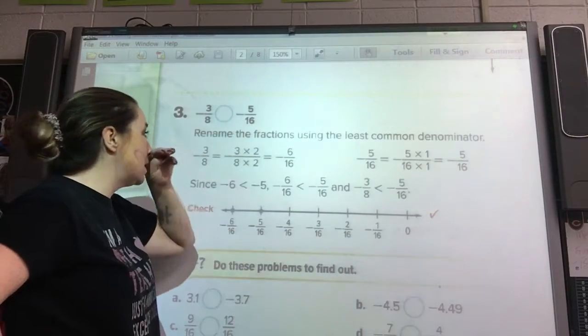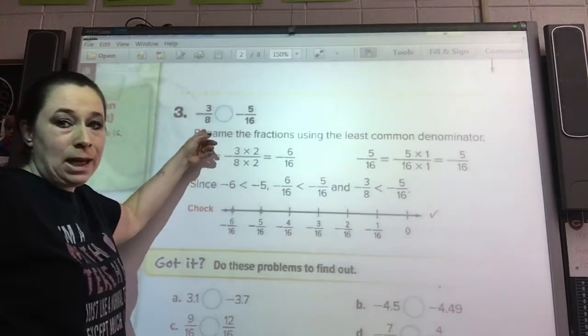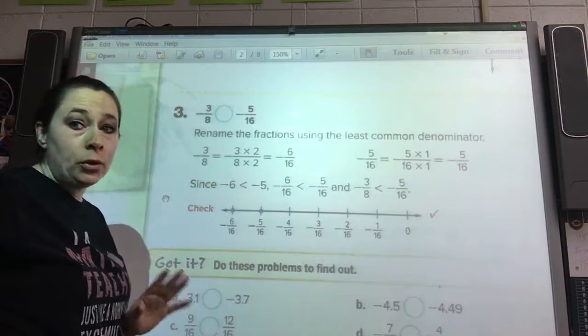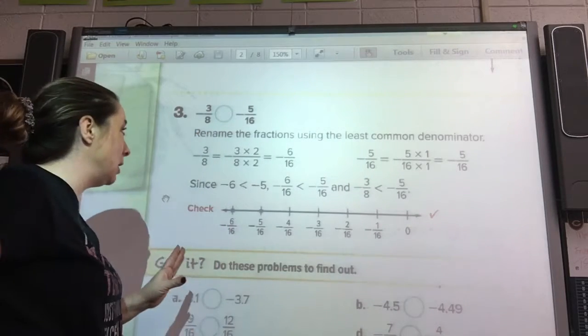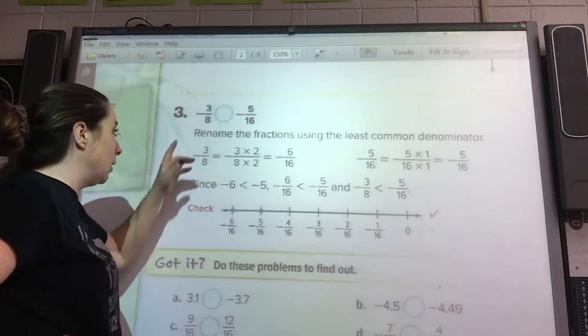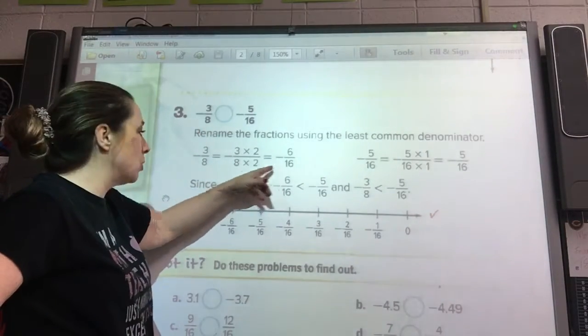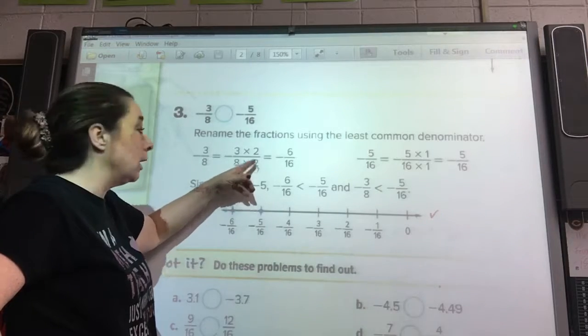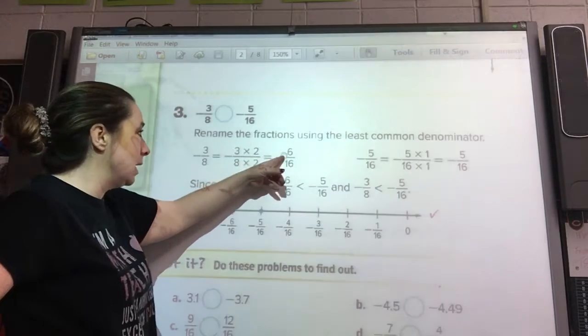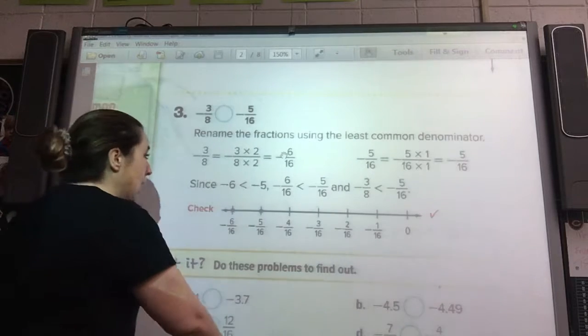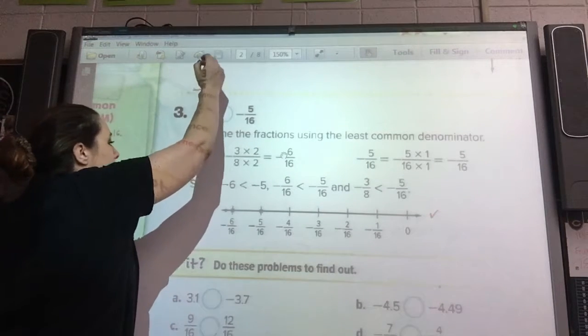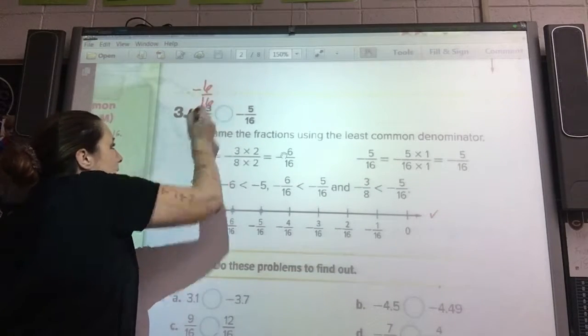So on this one I have 16, and this one's 8. Can I make 8 into a 16? Because if you only have to move one fraction, that's definitely the easiest way to go. And we can multiply 8 times 2 to get 16. And then all you have to remember is what you do on the bottom, you do on the top. So 3 times 2 is 6. So now this negative 3/8 would be like negative 6/16.